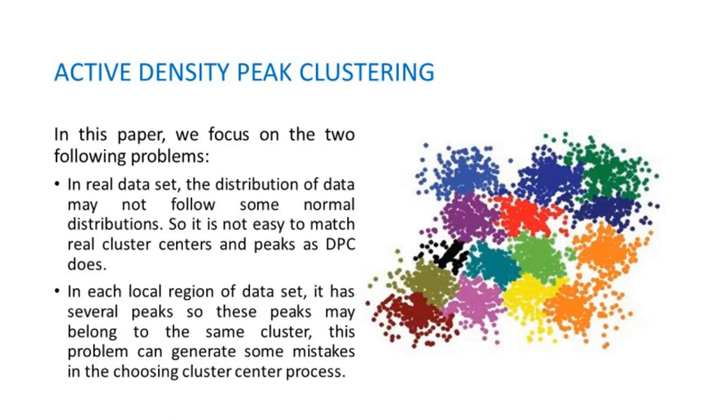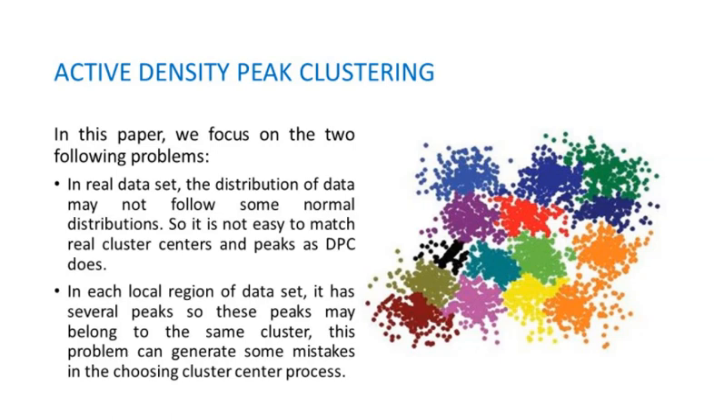In this paper, we focus on the 2 following problems. First problem, in real data sets, the distribution of data may not follow some normal distributions. So it is not easy to match real cluster centers and peaks as DPC does. Second problem, in each local region of the data set, there may be several peaks, and these peaks may belong to the same cluster. This problem can generate some mistakes in the cluster center choosing process.